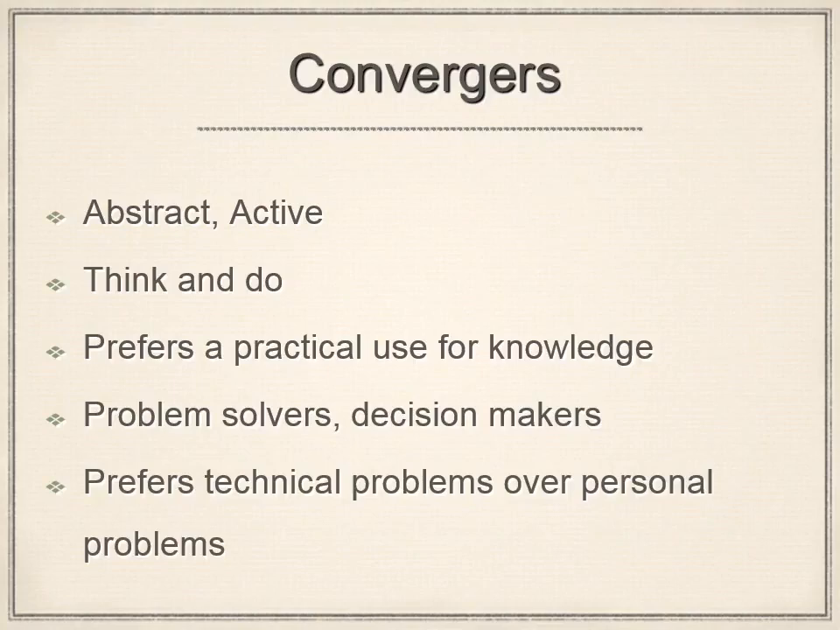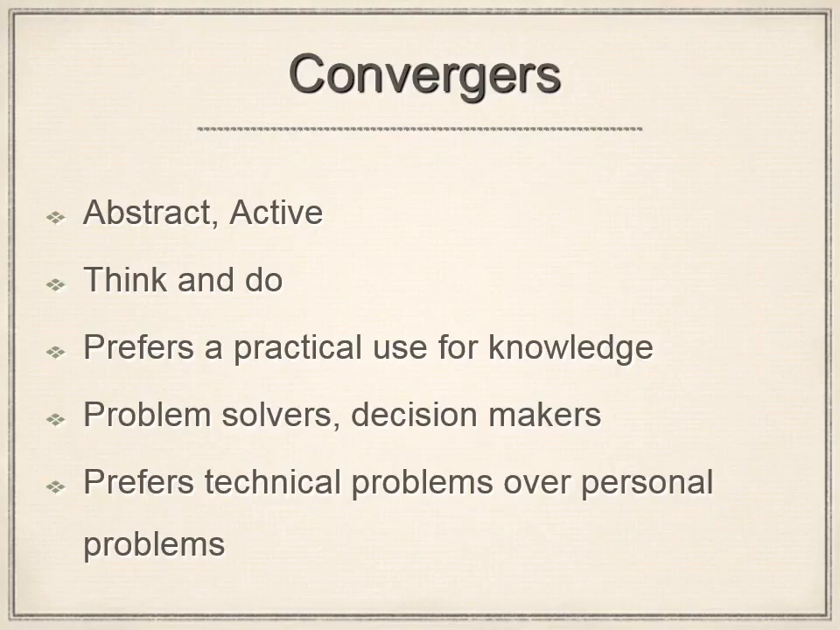Convergers like to view information in an abstract way, but unlike assimilators, they prefer to take action on that abstract thought. Convergers are doers and quick thinkers. They like to integrate theory into practice. They dislike fuzzy ideas. They like the facts and they like to use them quickly. They tend to thrive in skill-oriented professions, and they love experimentation.